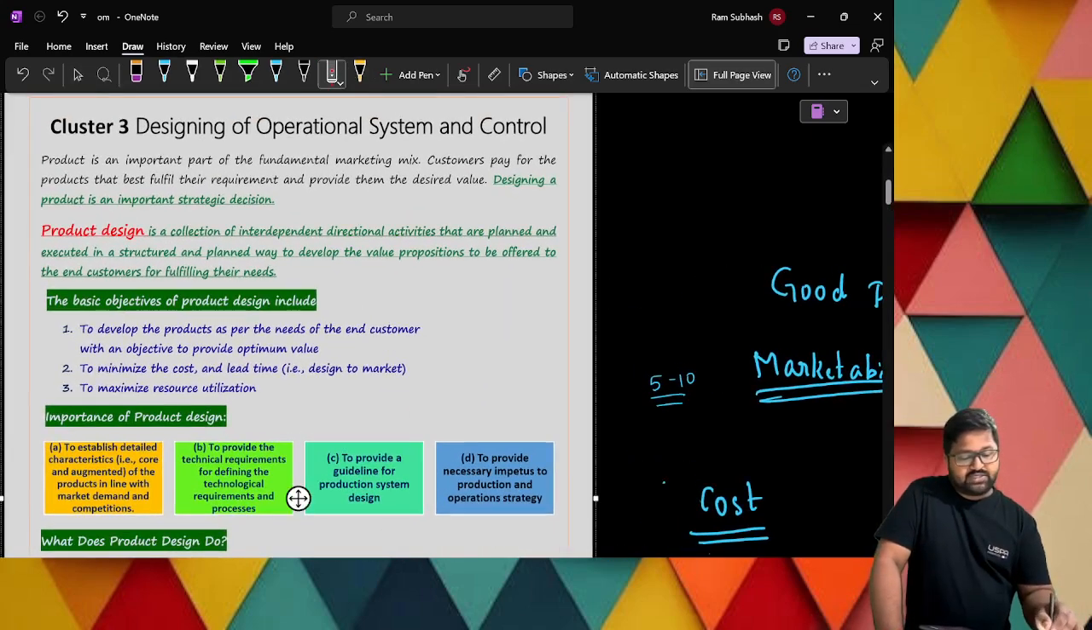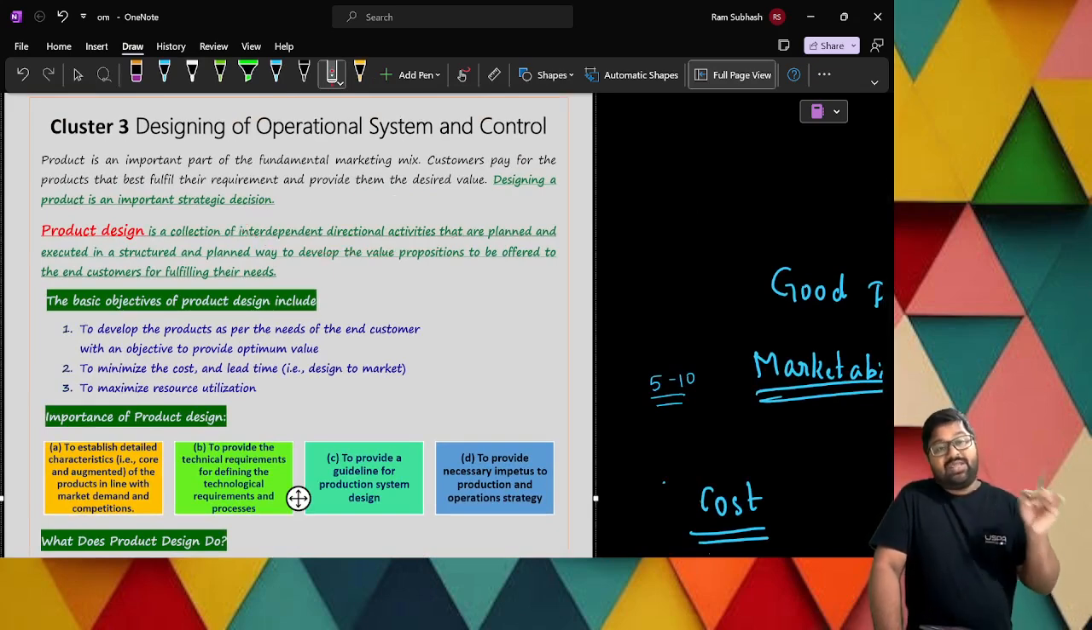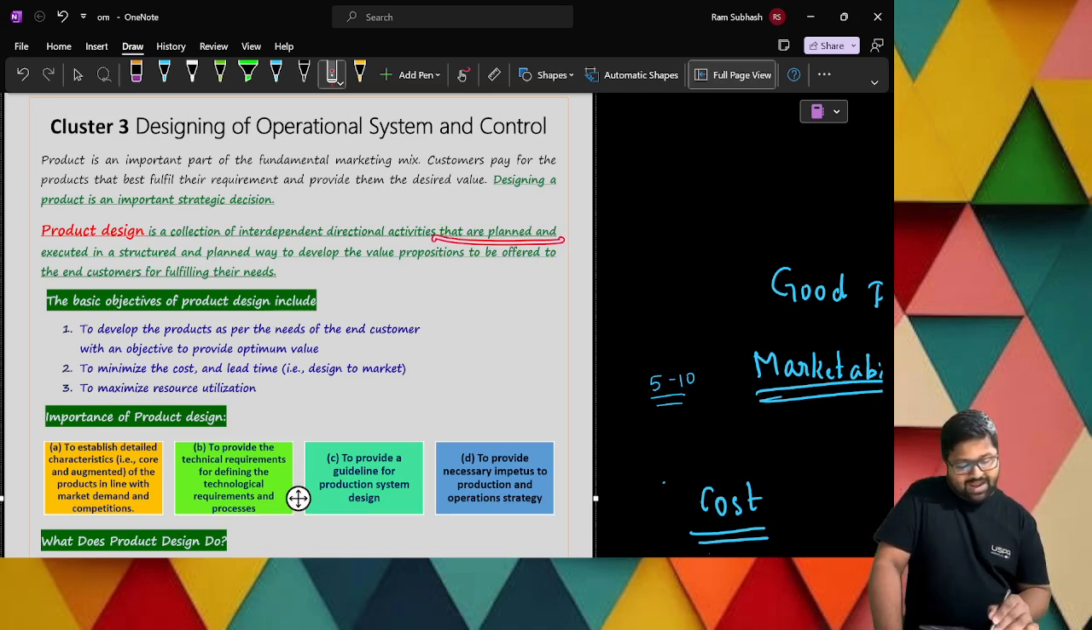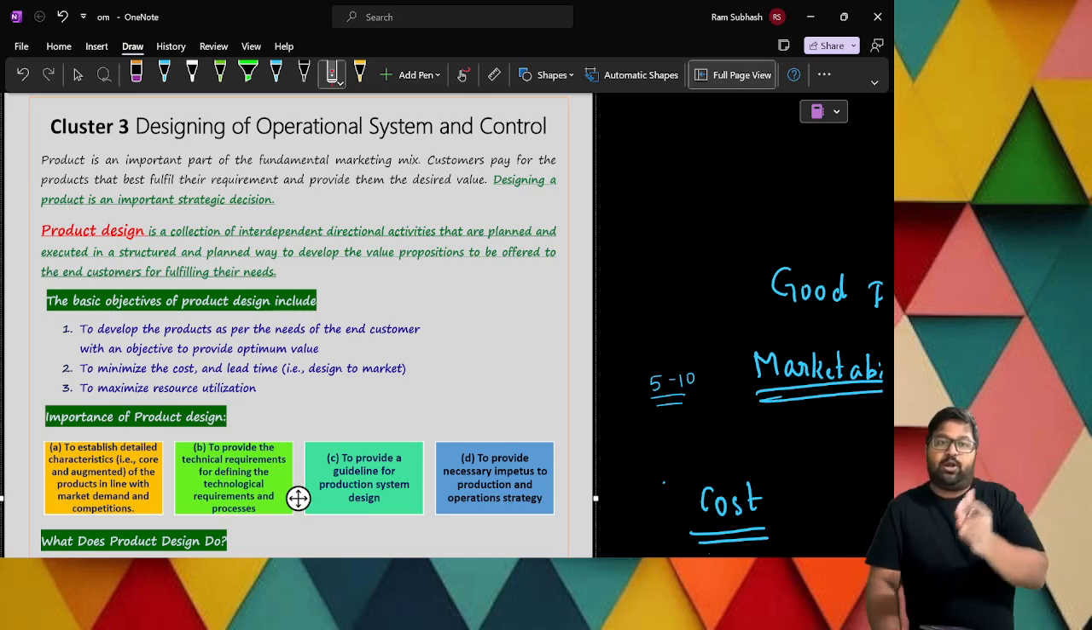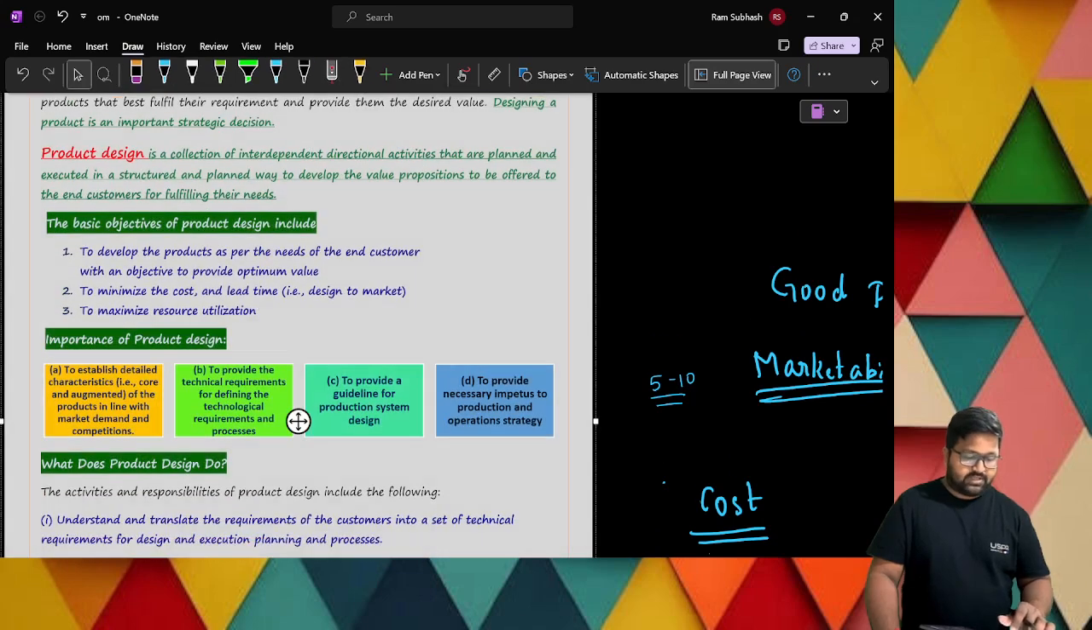Product design is a collection of interdependent directional activities. There are many activities which help to design the product, and they are planned and executed in a structured and planned way. The activities should be performed in a proper order, such that the design should be perfect. Now this is about product design.